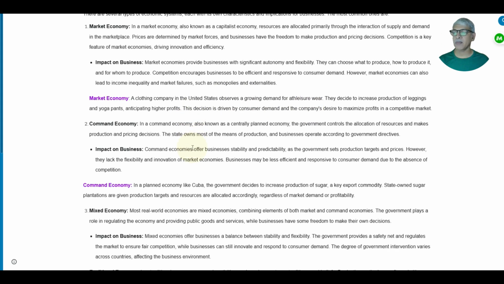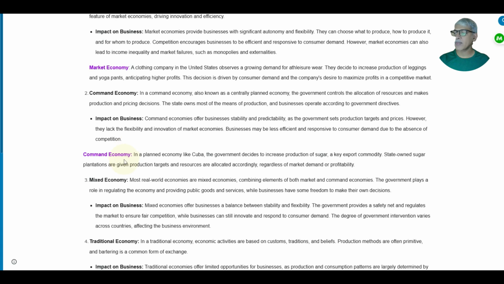Now, in a command economy, the government controls the price. The government controls the allocation of the resources and makes the price. So a command economy example is like the country Cuba, where sugar and other key commodities are controlled by the state. So the state gives a production target, the resources are allocated accordingly, regardless of market demand or profitability. So this is a command economy.